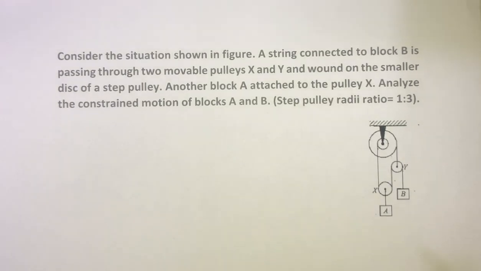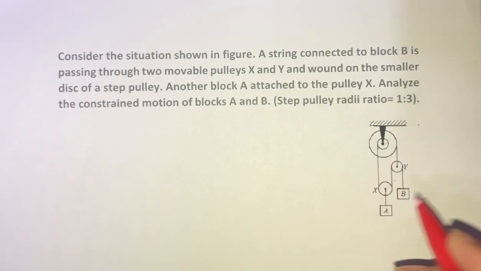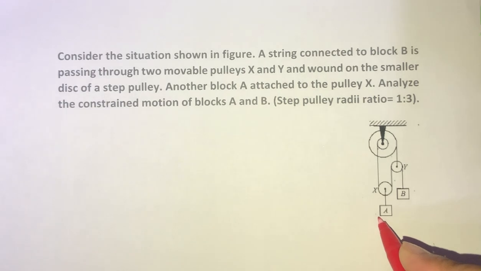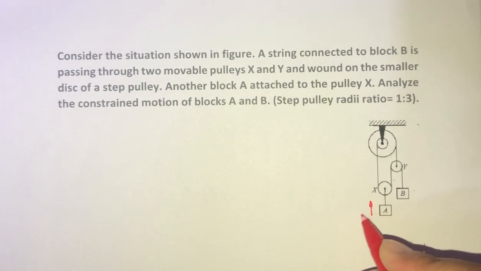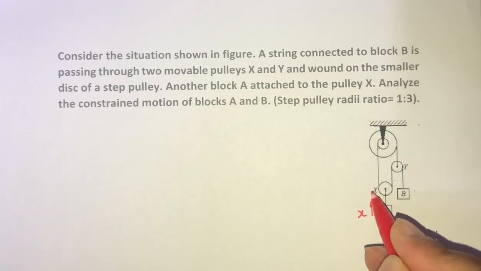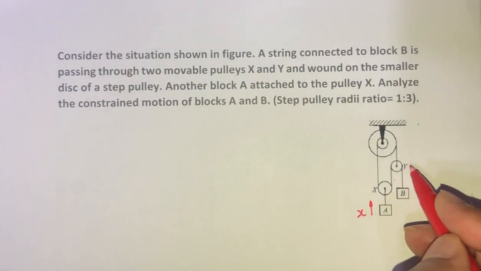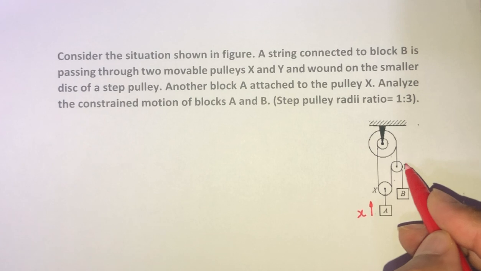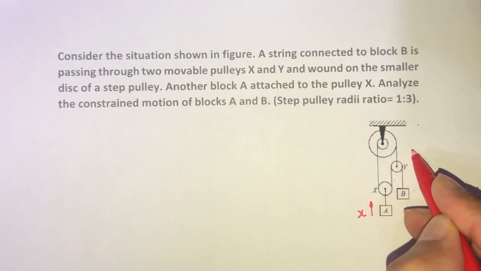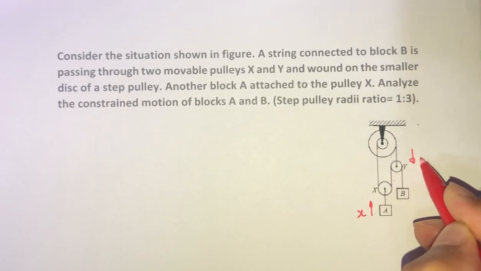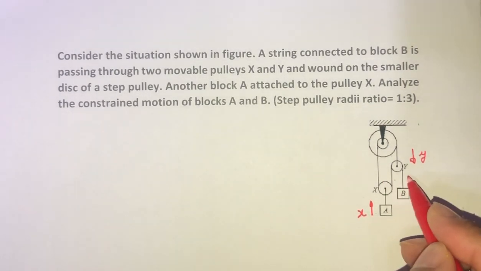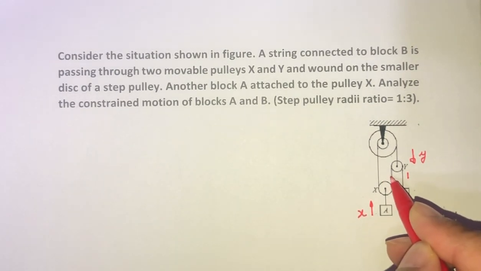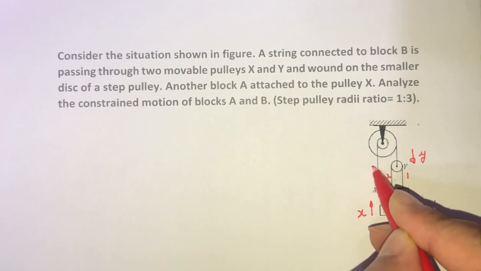In this case, we assume that block A moves by x in the upward direction, and this pulley Y moves in the downward direction by distance y, and let us name these strings. We call this string number 1, this string number 2, and this is string number 3.